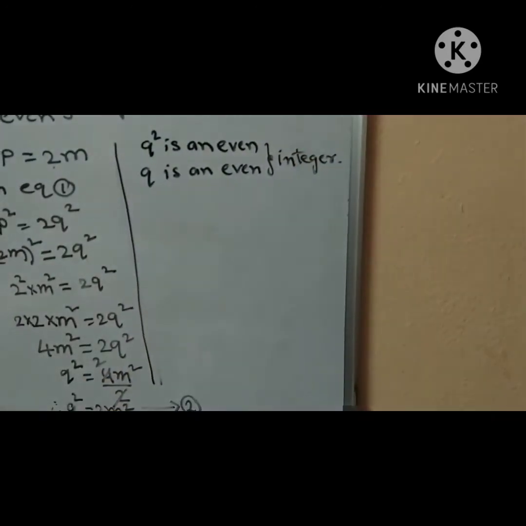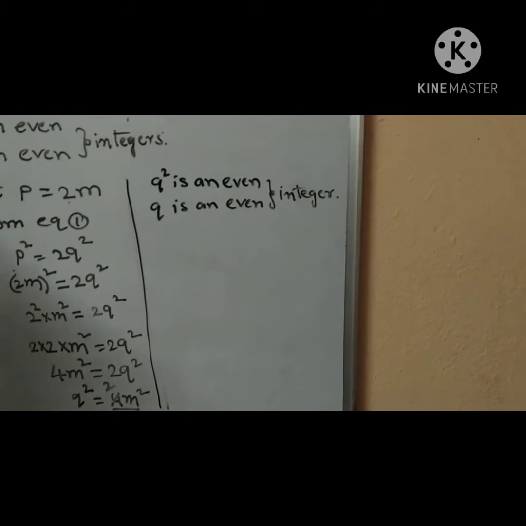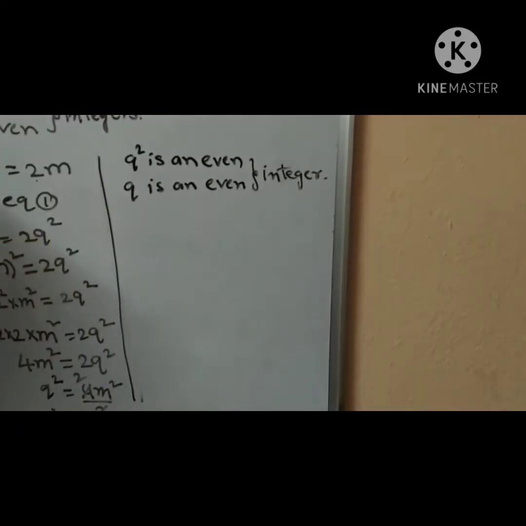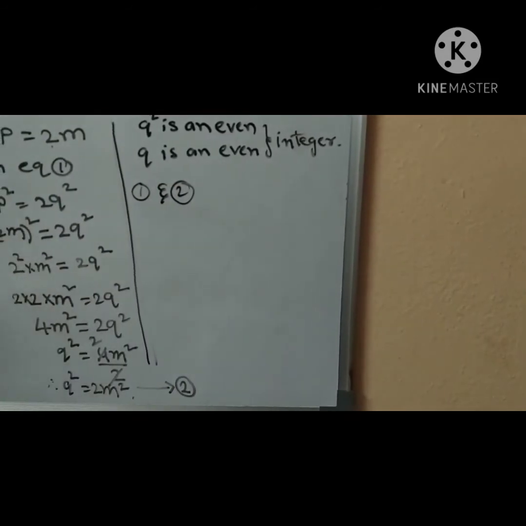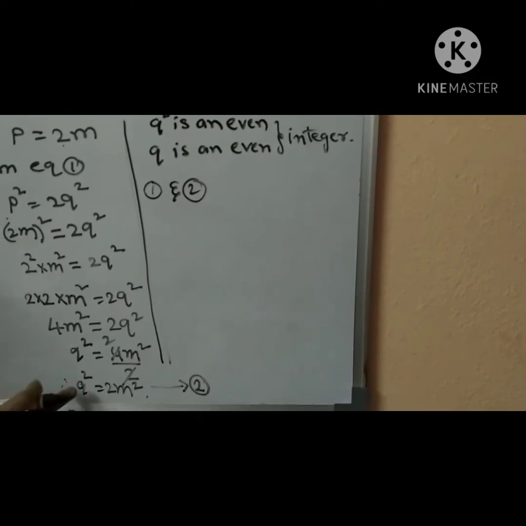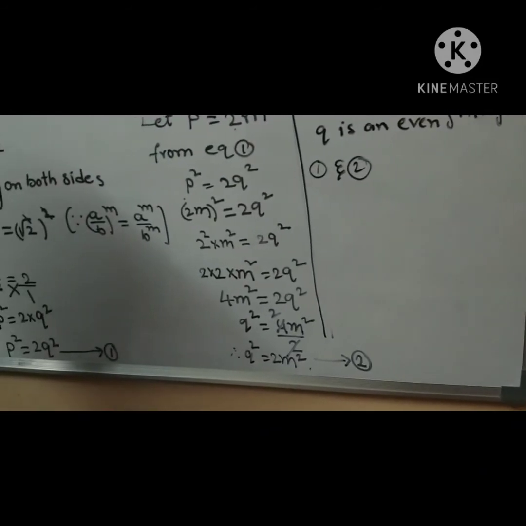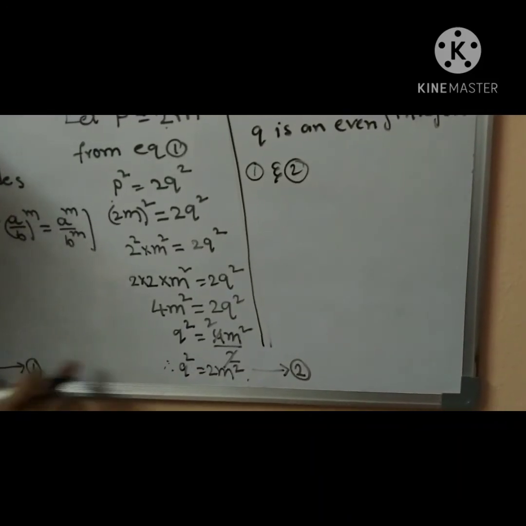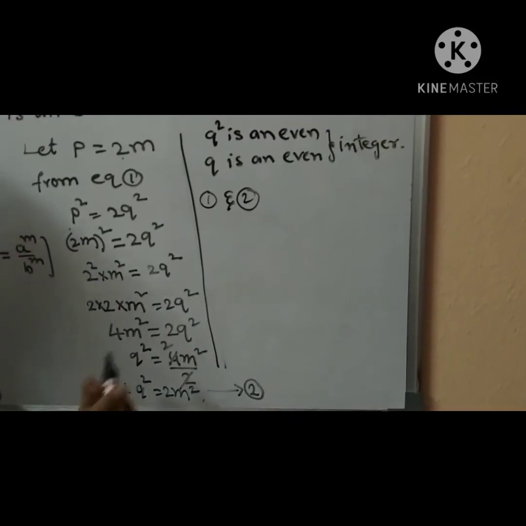Okay children, did you understand? q square and q is an even integer. Next, this is equation 2. So equation 1 and 2: both p and q are even integers. Here 2 is an even number, here also 2 is an even number. So here p and q are even integers. Did you understand, children? And the common factor is 2.